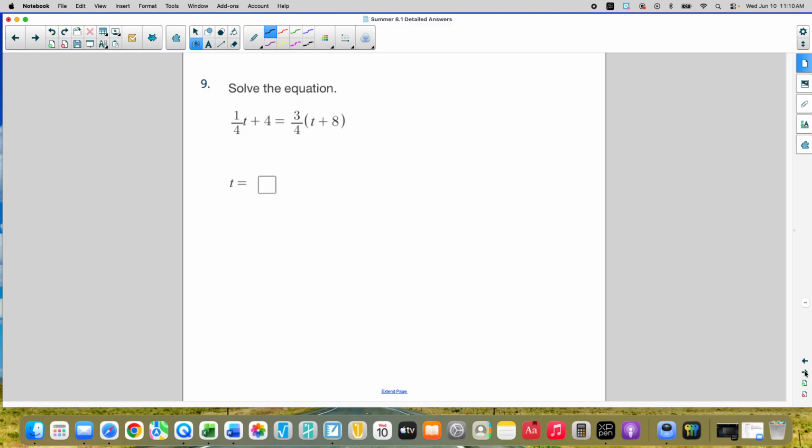Fractions. Okay. I'll show you the long technique, and then I'll show you what a high school student would do. So again, we have variables on both sides, so we will have to distribute this into the parentheses. So that gives us 1/4 t plus 4 equals 3/4 t plus 6. 3/4 times 8. 4 in the denominator cancels with 8 in the numerator, leaving us with 2. And 3 times 2 is 6.